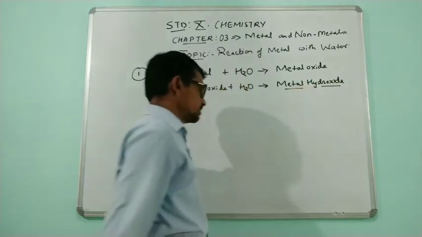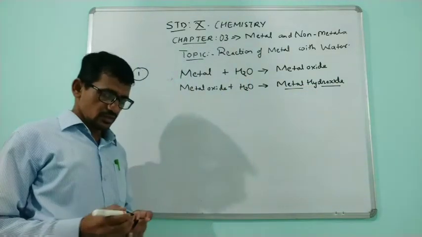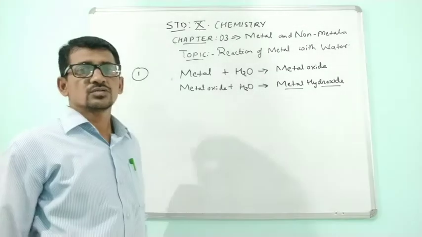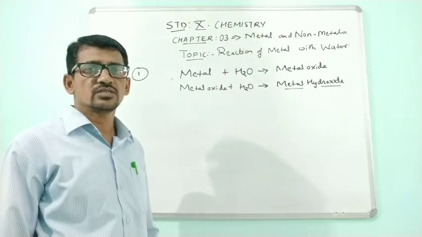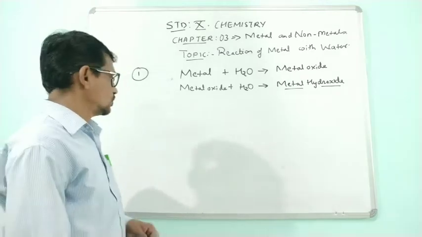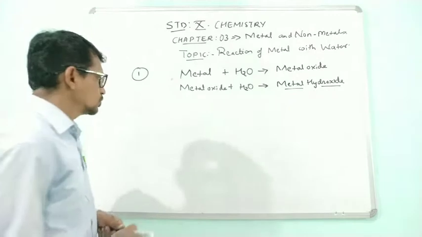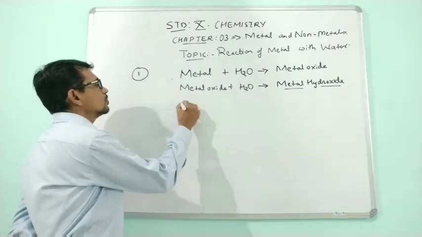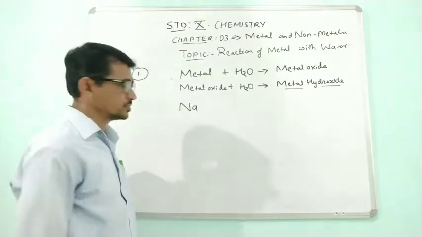Metal hydroxide. This reaction is mostly exothermic. Some reactions are exothermic, some reactions are endothermic, depending upon which metal it is. So the first reaction we discuss is with sodium and potassium. Suppose sodium is there, Na symbol.